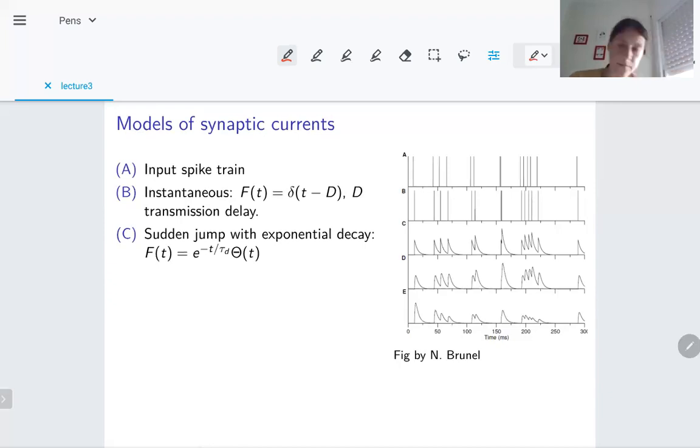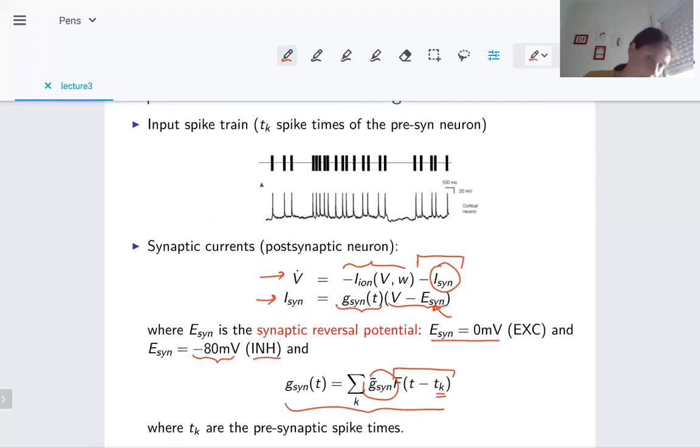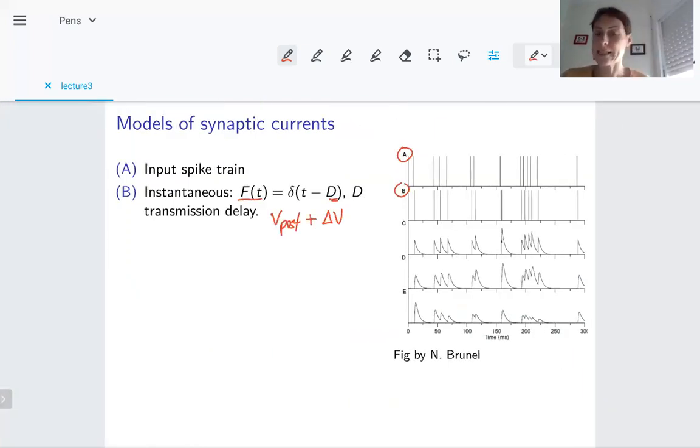Another option is that, let's put a little bit of dynamics. Can you repeat the meaning of f? Well, f is a function of time that tells me how the conductance changes every time there is a spike of the presynaptic one. So I need to show how this term here changes every time there is a spike of the presynaptic one. The first option gives rise to a non-smooth system, because what you do is take the voltage of the postsynaptic one and add a certain amount delta V.